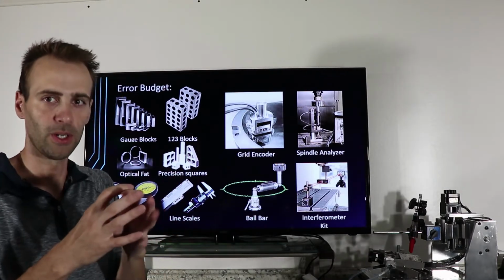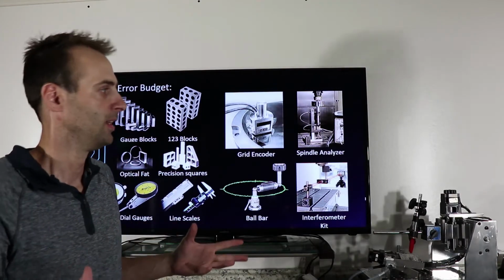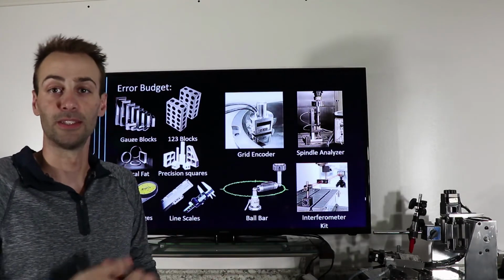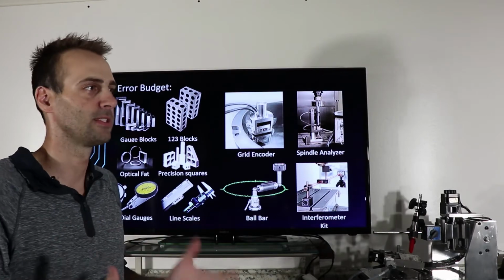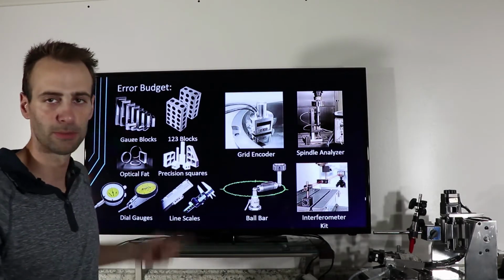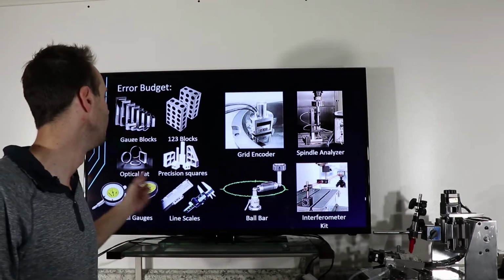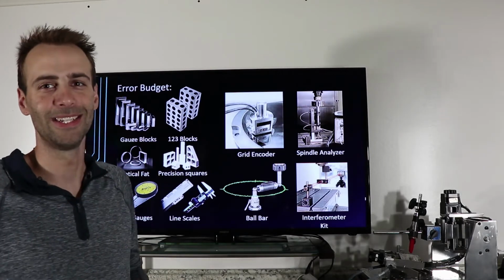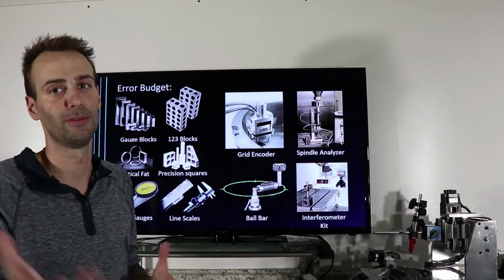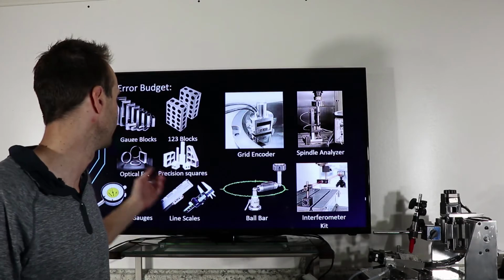And if you go small, like these DIY machines, where the parts we make are pretty small, these are totally affordable. Optical flats, maybe a couple hundred dollars for a small one, but if you really want that, that's kind of what you're going to have to do.